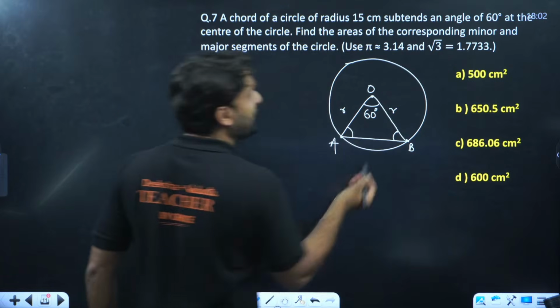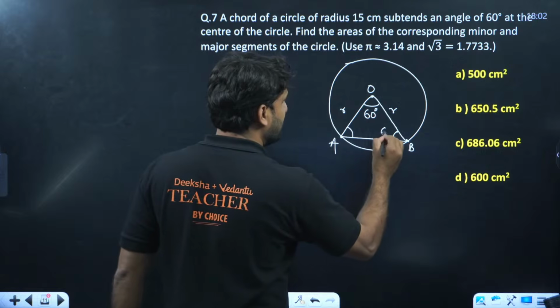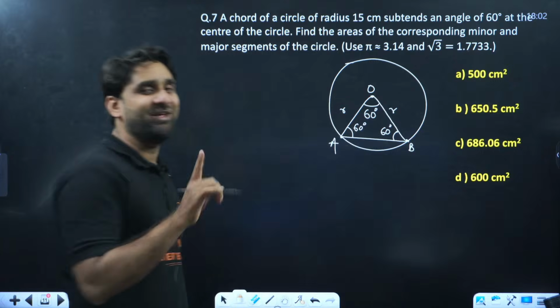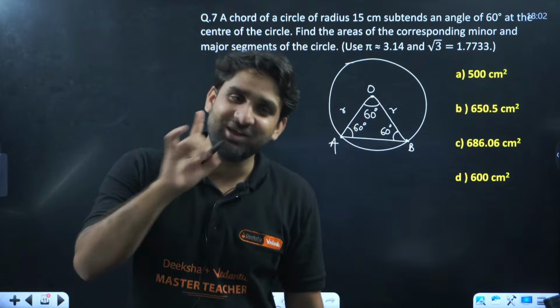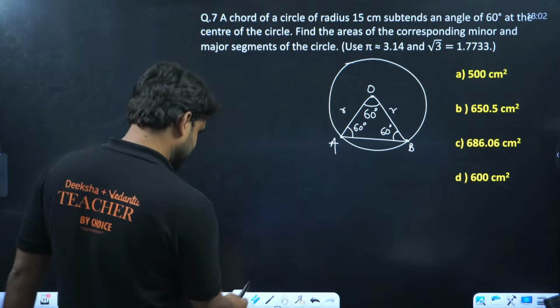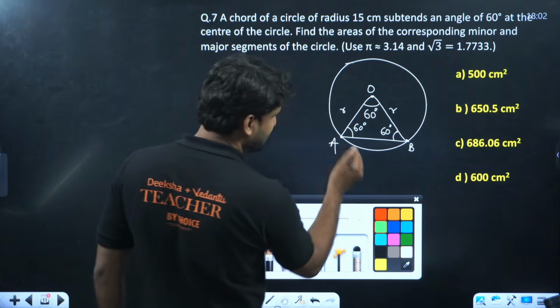So on dividing 120 into two equal parts, it will be 60 and it will also be 60. So triangle AOB is an equilateral triangle. This is the beauty, right? So let me color this green.